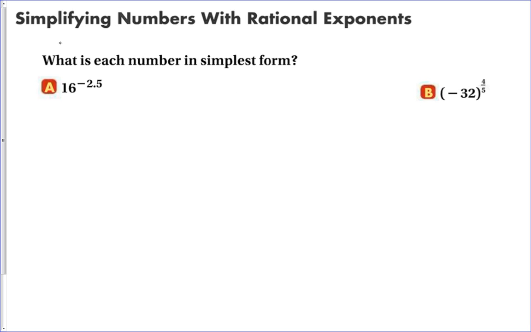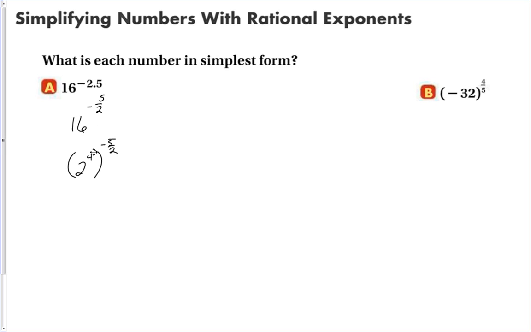All right, so simplifying numbers with rational exponents. What is each number in simplest form? Well, we have 16 to the negative 2.5, so we need to take that and convert it into a fraction. 2.5 as a fraction is 5/2. All right, so now let's try to make this a little simpler. Well, we know that 16 is simply 2 to the 4th. So this is going to be 2 to the 4th raised to the negative 5/2.